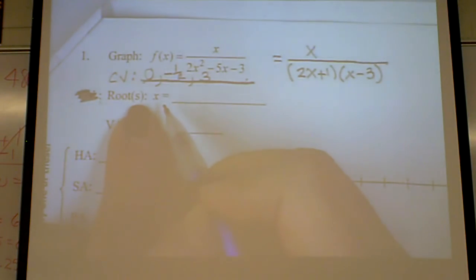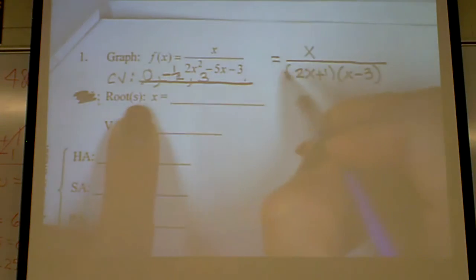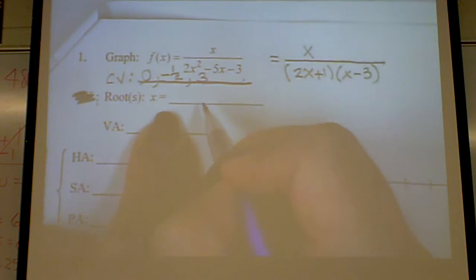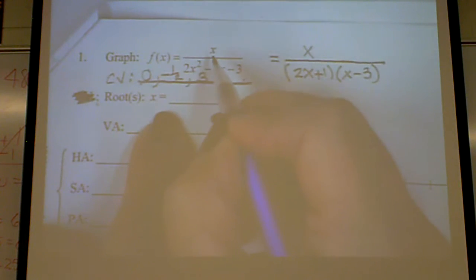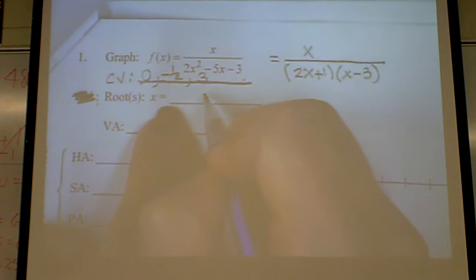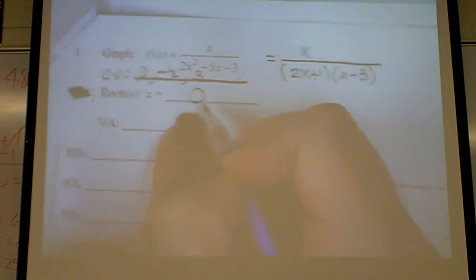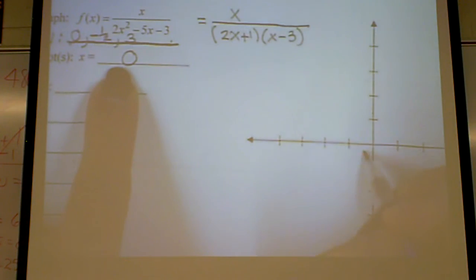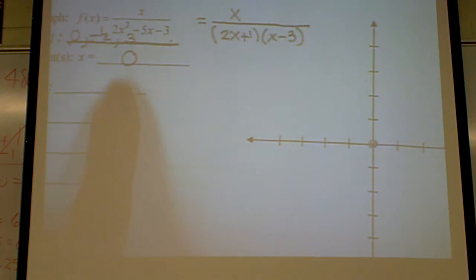So now, let's fill in all these important parts right here. The roots. The roots are where the numerator is equal to 0. Only the numerator. These are the x-intercepts. So look at your numerator, you have an x here. The only root that you have is 0. At this point, I want you to put on the x-axis a solid dot. So your graph has to go through 0.